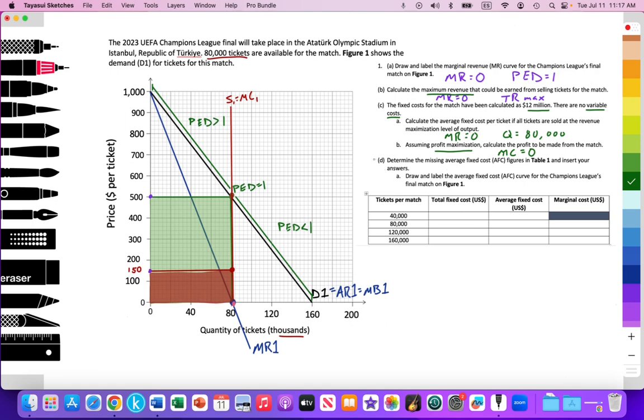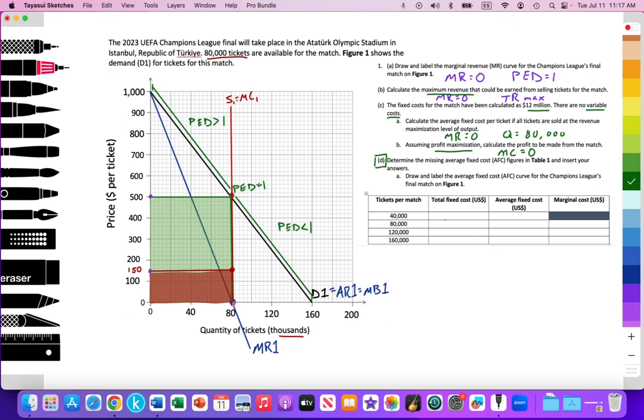So this video is going to focus on part D here. It says, determine the missing average fixed cost figures in table 1 and insert your answers. Draw and label the average fixed cost curve for the Champions League final match on figure 1. Okay, fine. So let's say on this test, we're given this table and we need to go ahead and fill in this information to get the points that we want.